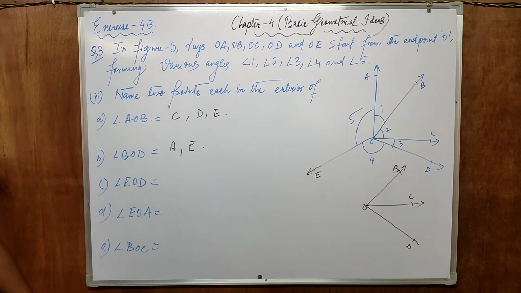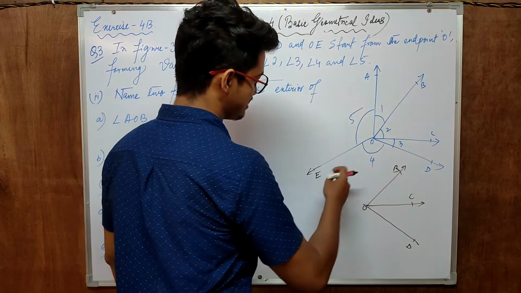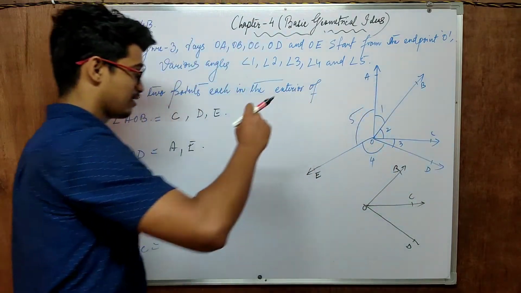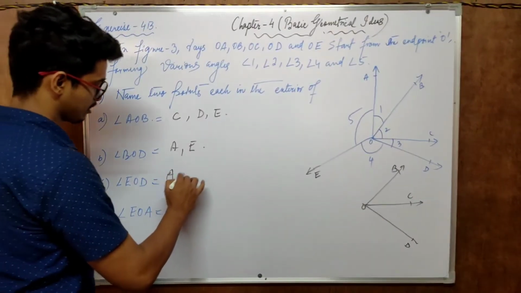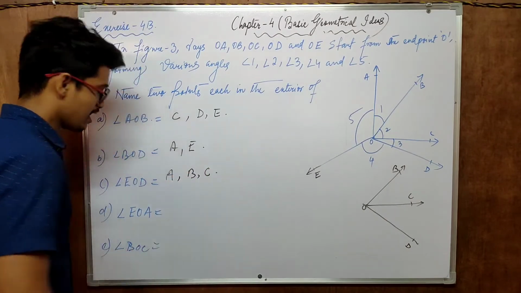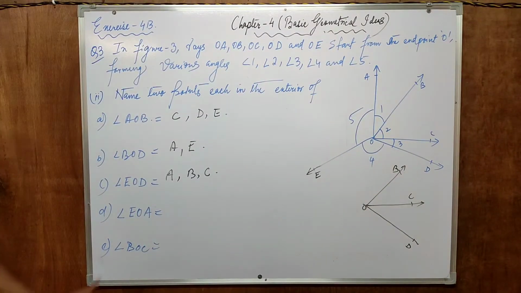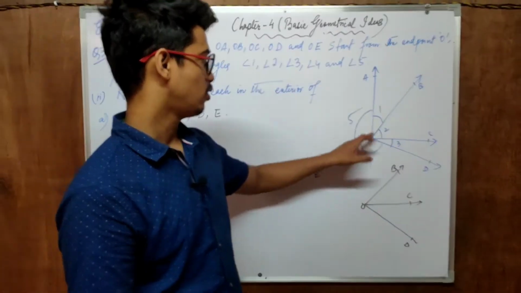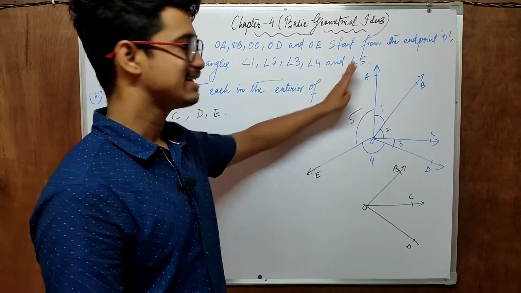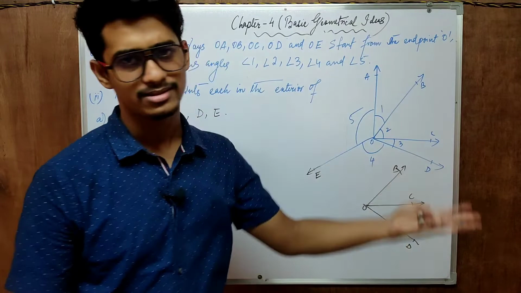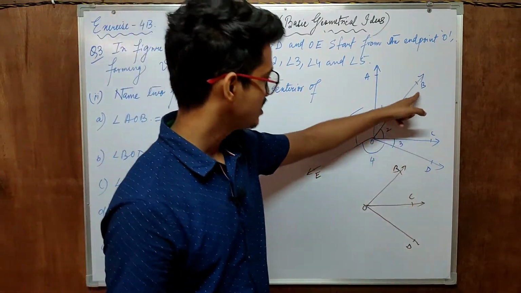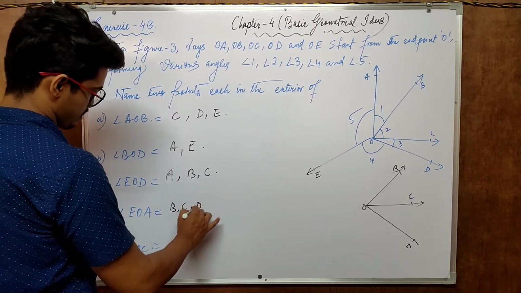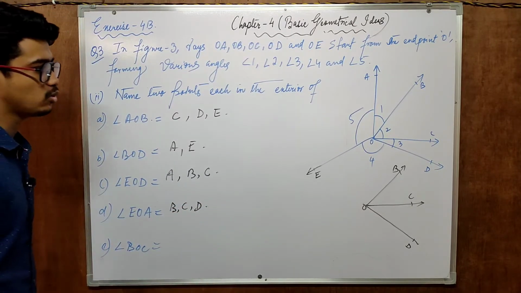After that, angle EOD. By looking at the figure, it is very easy to understand. Angle EOD, so that means A, B, C are the exterior points. Alright, so angle EOA is the next question. This portion is the interior one and this portion will be the exterior one. As simple as that. So that means B, C, D.